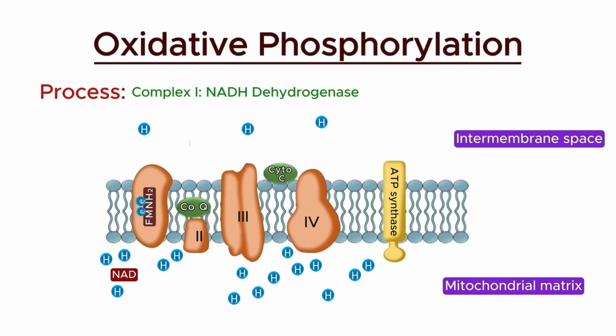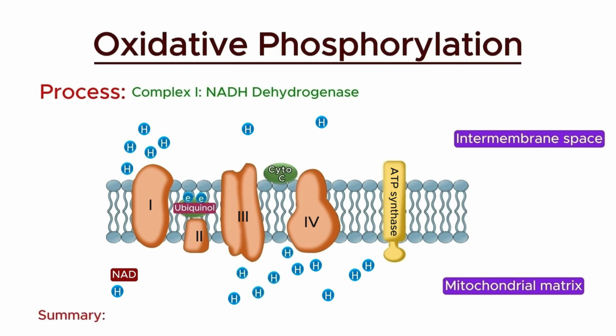Next, the electrons are passed through a series of iron-sulfur clusters within complex 1. These clusters facilitate the sequential transfer of electrons to ubiquinone. Finally, the electrons are transferred to ubiquinone, reducing it to ubiquinol. The energy released during the transfer of electrons through complex 1 is used to pump 4 protons from the mitochondrial matrix into the intermembrane space. This action contributes to the creation of the proton gradient.